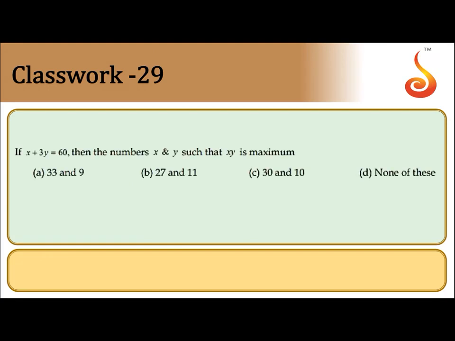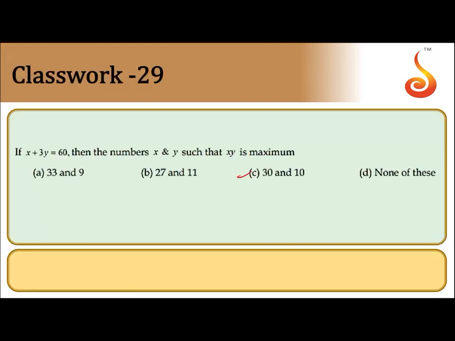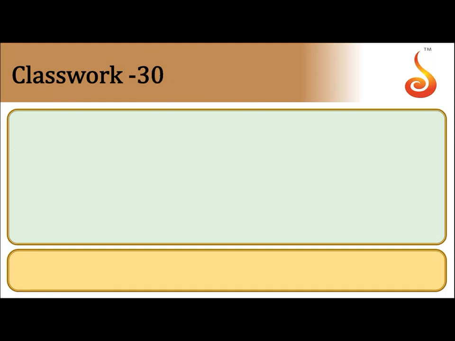Now next one, x plus 3y equals 60, then for which x and y is xy maximum. Simple, xy means it's a product. When you observe this one, x plus 3y equals 60. The product of these two will be 27, and this will be the highest value, satisfying the condition 30 plus 30 is 60. It is simple verification. So the answer is C.